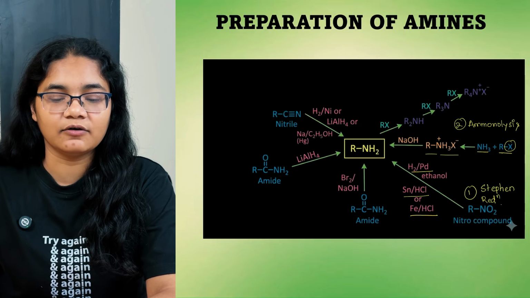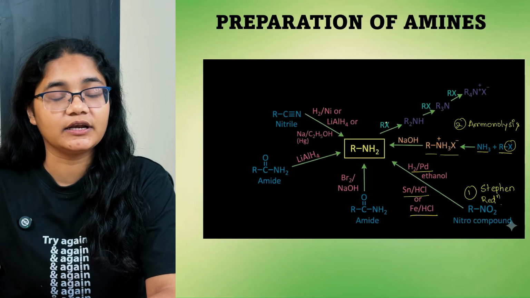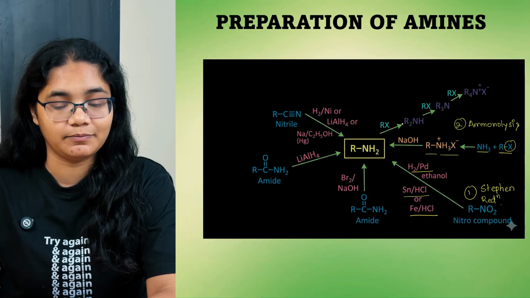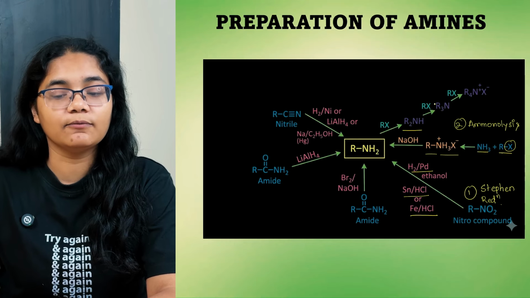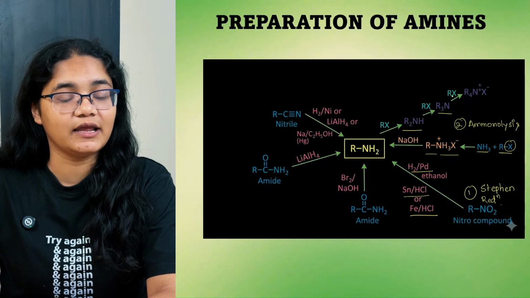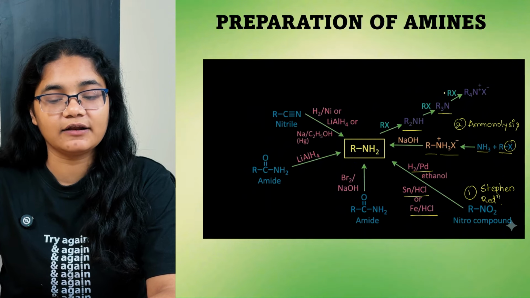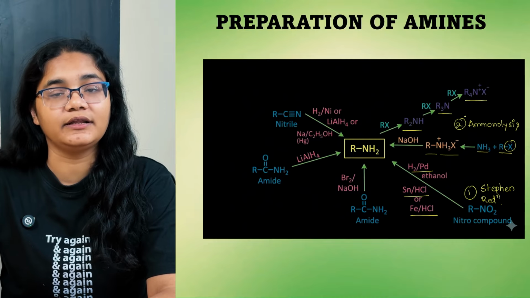Next, once we get RNH2, again if you treat it with RX, one of the H will be replaced, so you will get R2NH. If one more R is replaced, then you will get R3N. After that, if you treat it with RX again, you will get a quaternary salt here.